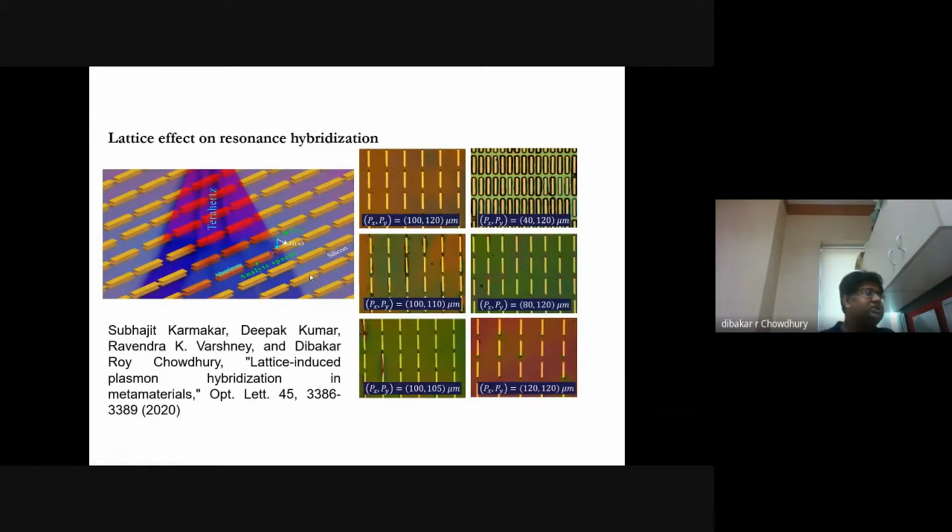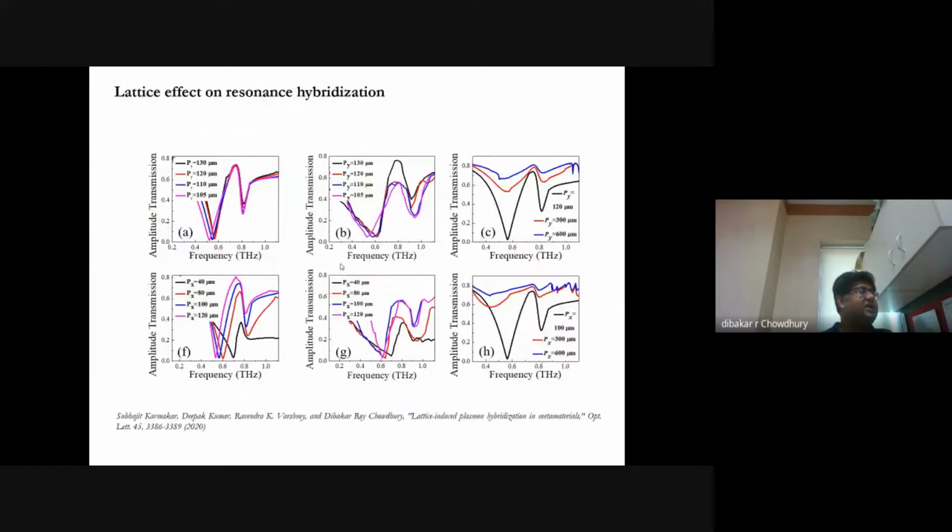In these cases, if we change the periodicity, what happens? How are the transmission characteristics affected? When you change the periodicity, you are actually triggering the lattice mode, and this lattice mode can tune, modulate, and modify these resonances. So we observed that with the change in periodicity, the resonance shapes change.